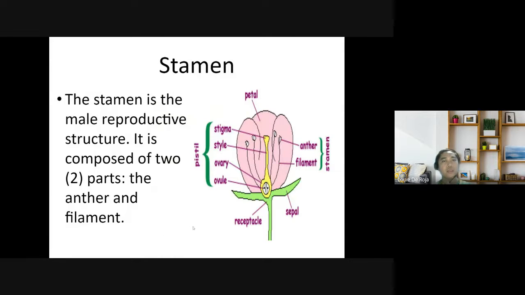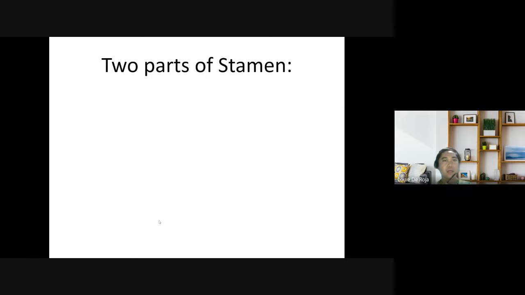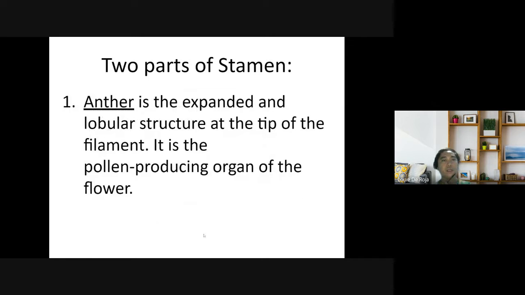So, next is the stamen. Stamen is the male reproductive structure. It is composed of two parts. We have anther and filament. Okay, two parts of stamen. Anther is an expanded and lobular structure at the tip of the filament. It is a pollen-producing organ of the flower.